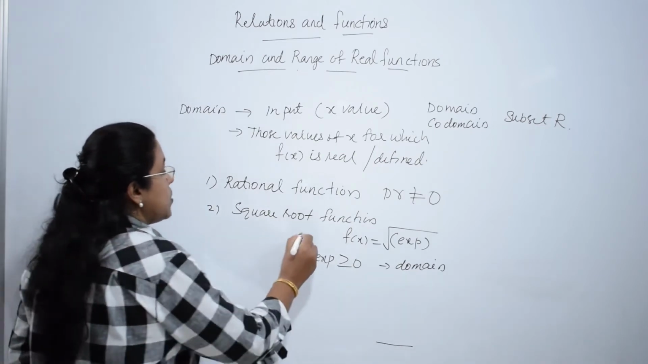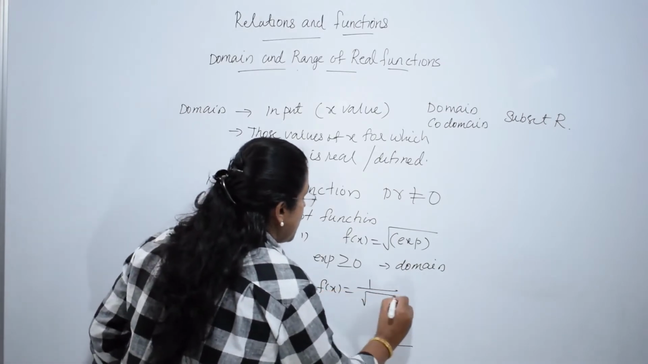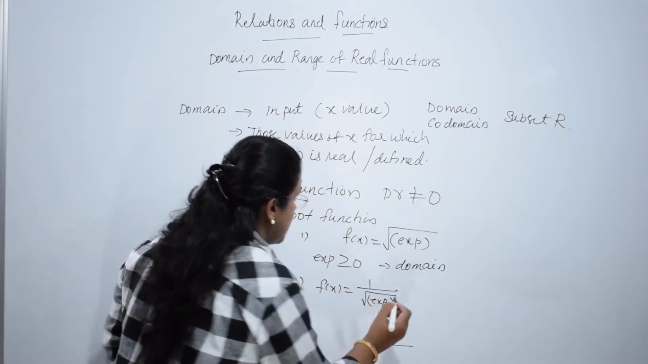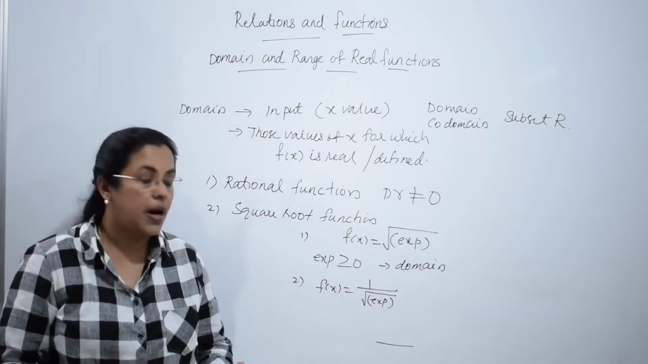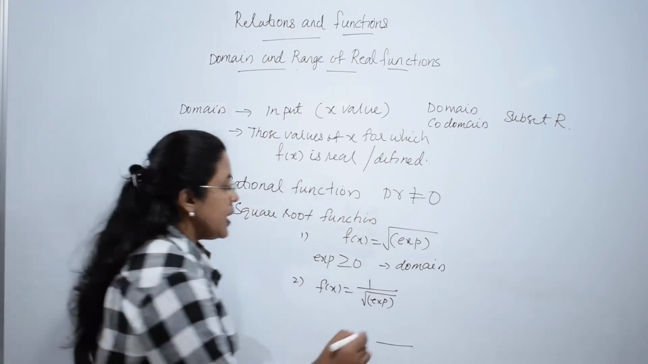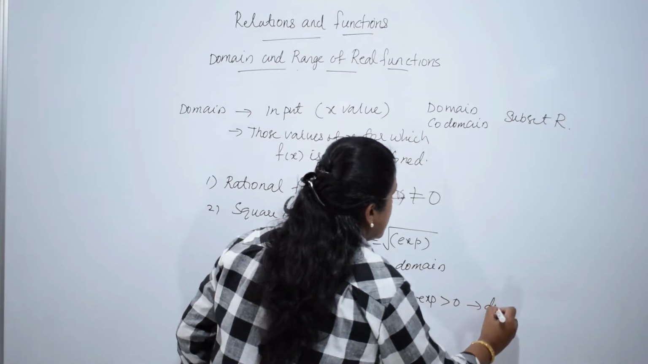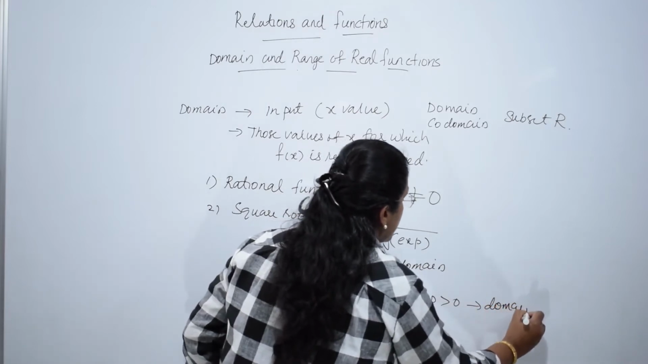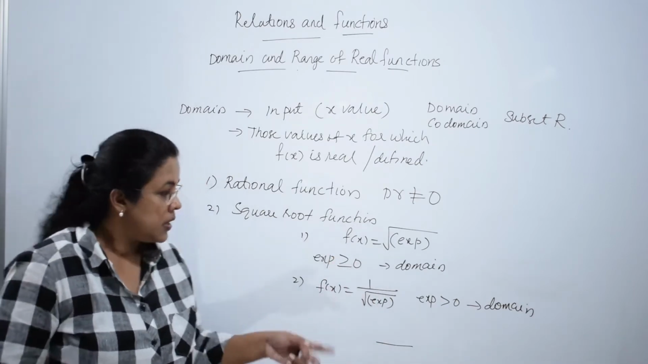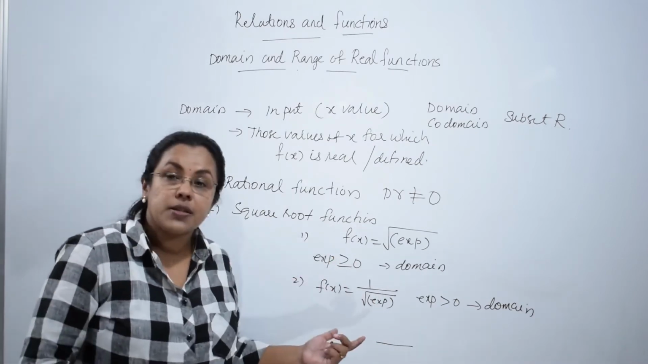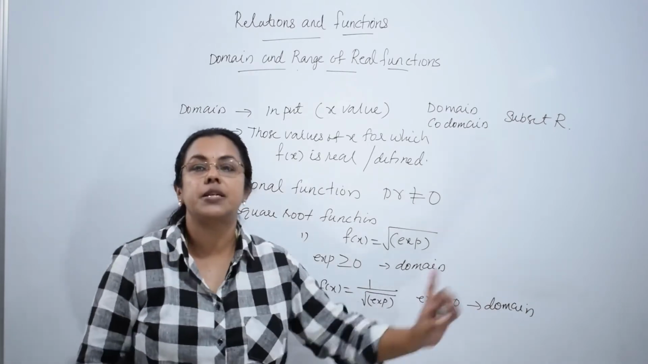If it is a function of the form f of x is equal to 1 by root over some expression, then expression greater than 0 will give the domain. Not greater than or equal to. If it is equal to 0, f of x becomes not defined.